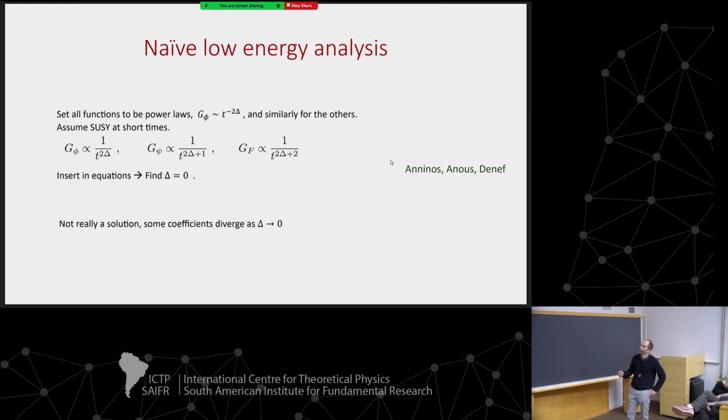But then at short times, we expect that the functions are related by supersymmetry. And those supersymmetry relations imply that the powers of the other functions are as indicated here. This just comes from the fact that, to go from two phis to two psis, we act twice with a supercharge, and twice with a supercharge is roughly like a derivative, and that's why we have one more power, and so on.